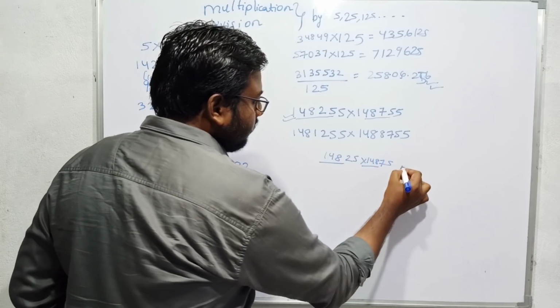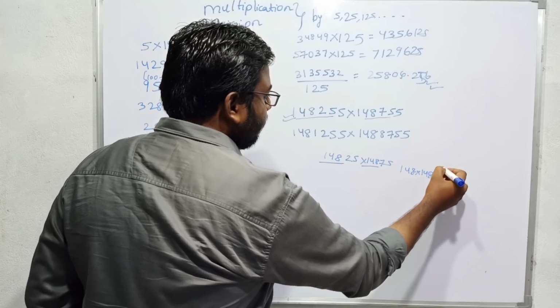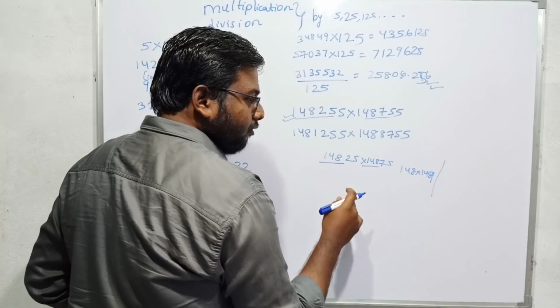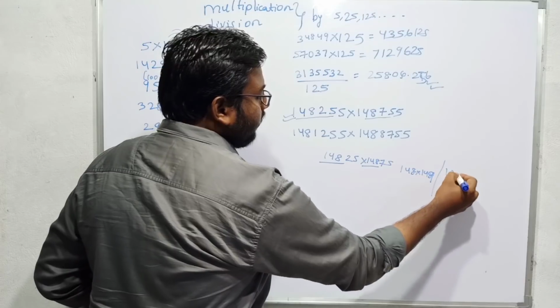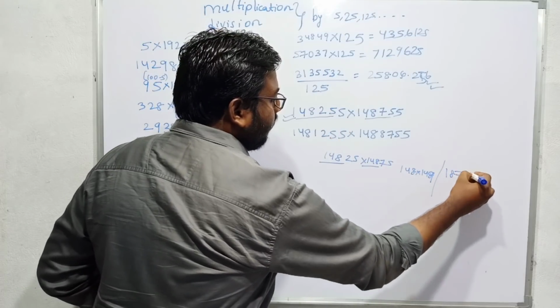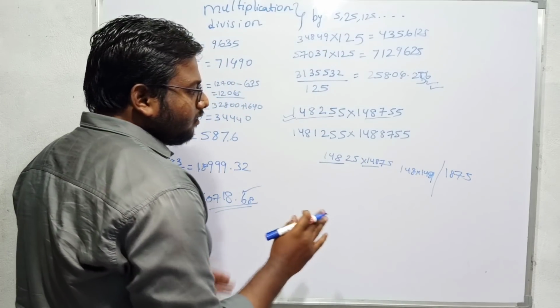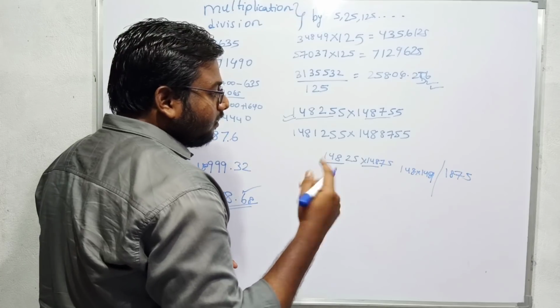The result for this is 148 into 149 slash 25 into 75. 25 into 75 is nothing but we know how to multiply a number with 25. If I divide this with 4, I will get 18 and 3 as remainder, so 1875. So if I have to calculate 148 into 149, I said the concept of x into x plus 1 in part 3, in the end of part 3.